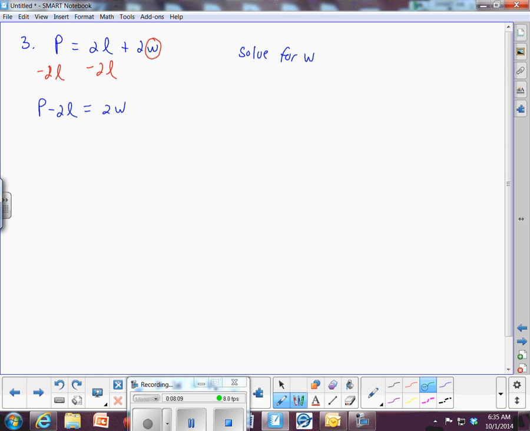And you see, we're right back almost where we were before. Now I got to move the 2. How do I move the 2? Things multiplied times the variable, I move by multiplying both sides by the reciprocal, or I can use the shortcut. I'm going to divide by 2. Those 2's divide out. And now I'm left with P minus 2L over 2 equals W.